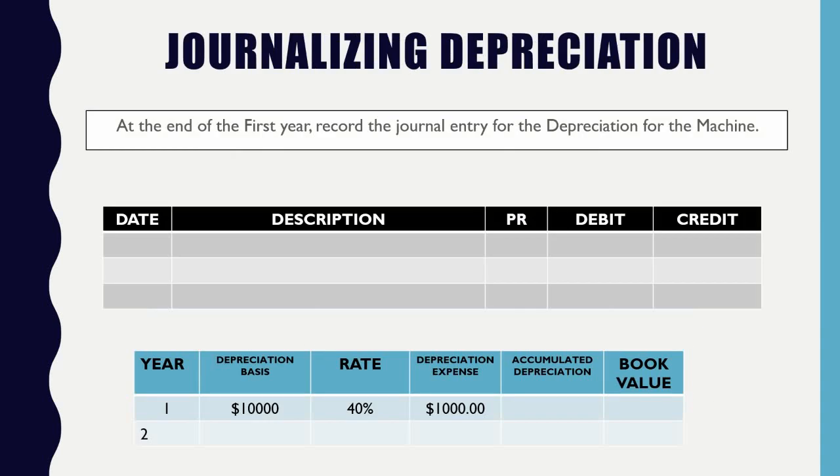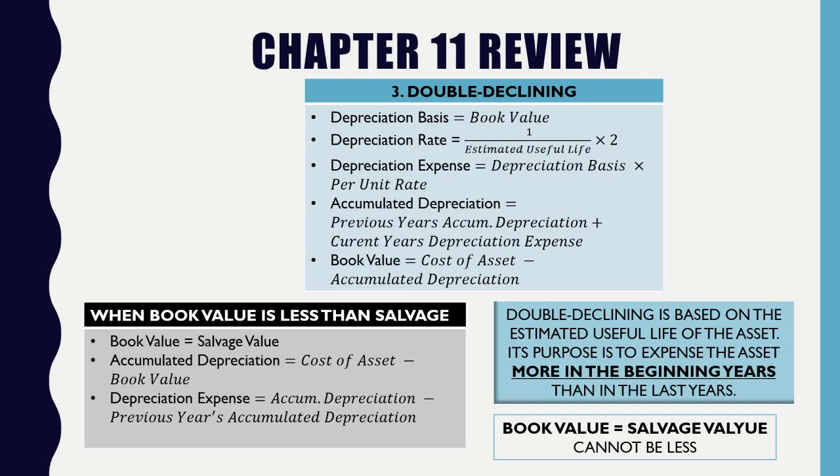Right. And then, of course, journalizing it is going to be standard. Because now that I've solved that the depreciation expense is only $1,000, how am I going to journalize it? Depreciation expense, for $1,000. Okay. All right, and that is chapter 2 review for you.